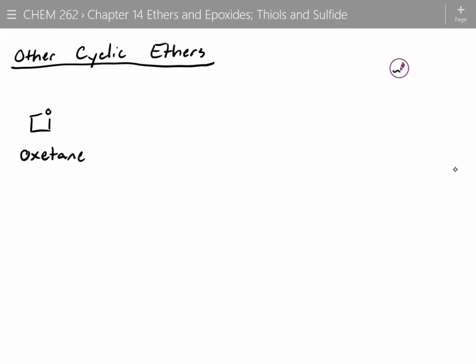You can have the five-membered ring version, which looks a lot like THF, actually, which is an oxolane. So one's a four-membered ring, one's a five-membered ring. It's just the size of the ring. And these keep on going on to different size rings. Really, the most important cyclic ether is going to be our epoxides, though.